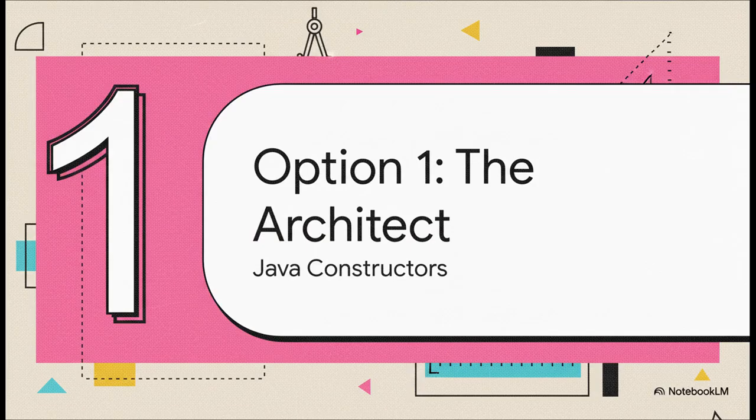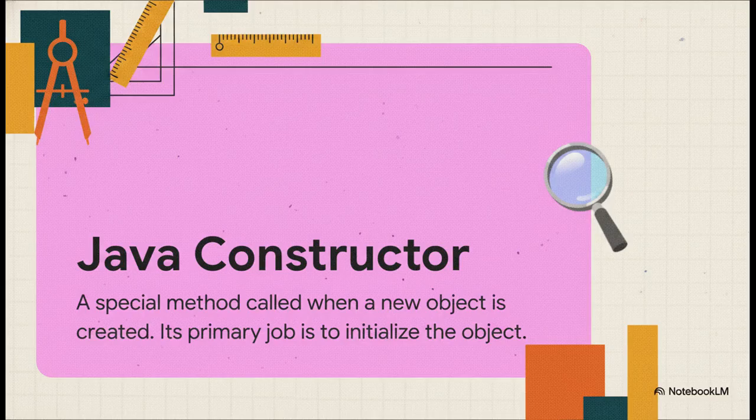I love this one. We're going to call this option the architect. And why is that? Well, because constructors are the ones laying the foundation, the blueprint, every single time a new object gets built in your code. So what exactly is a constructor? Think of it like a special little method that just springs into action the moment you create a new object. Its main job, its only job really, is to get that object all set up and initialized so it's ready to go. And here's the thing you gotta remember. Absolutely no object gets created without a constructor getting involved.